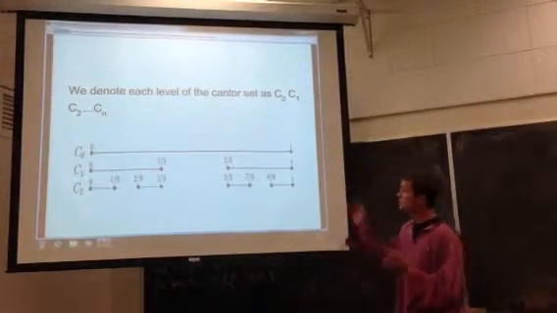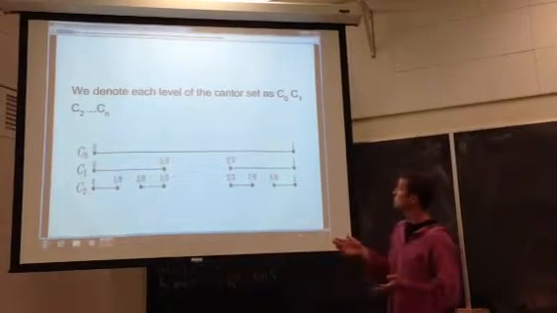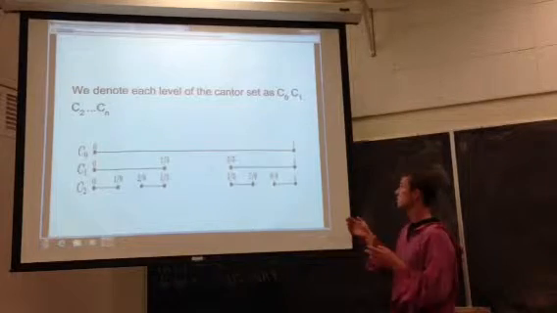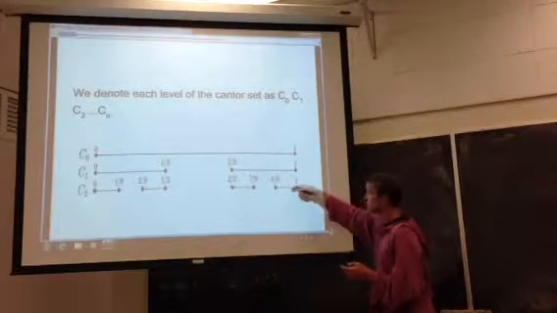Okay, so consider this Cantor set. We can denote each level of the Cantor set as C sub 0, C sub 1, C sub 2, and C sub n, all the way to C sub n. So this is C sub 0, C sub 1, C sub 2, and so on.